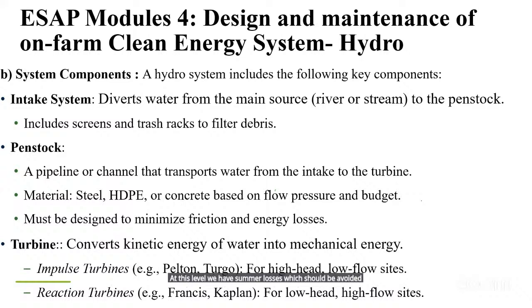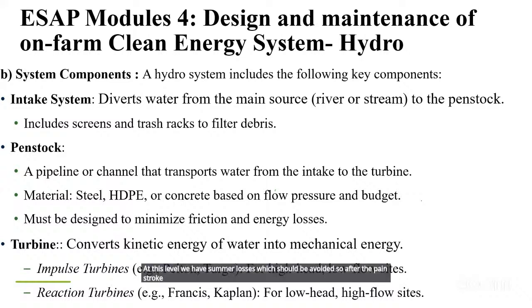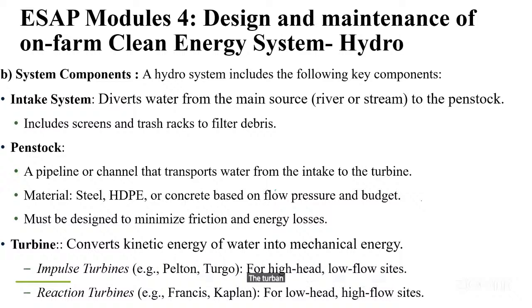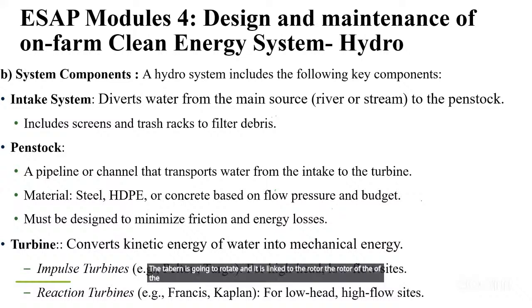So after the penstock, we go to the turbine. Water channeled with the penstock is taken to the turbine. The turbine converts kinetic energy of water into mechanical energy. So the turbine is going to rotate, and it is linked to the rotor of the generator, and the generator will produce energy.